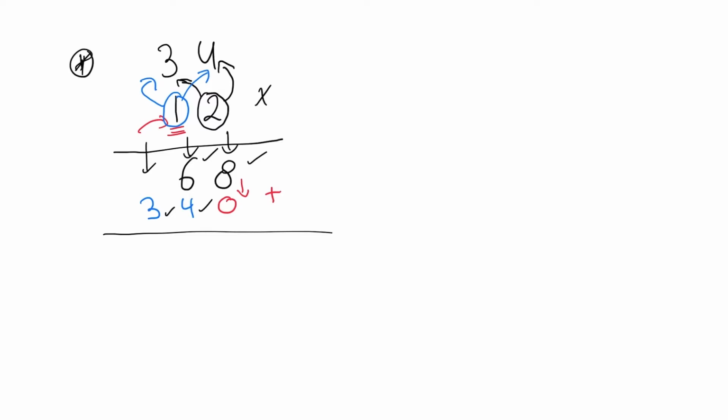Now let's add all of these numbers. 8 plus 0 would be 8. 6 plus 4 would be 10. Regular addition, guys. 0. And you're going to take that extra 1, put it on top right here. 3 plus 1, that would be 4. So the answer would be 408.